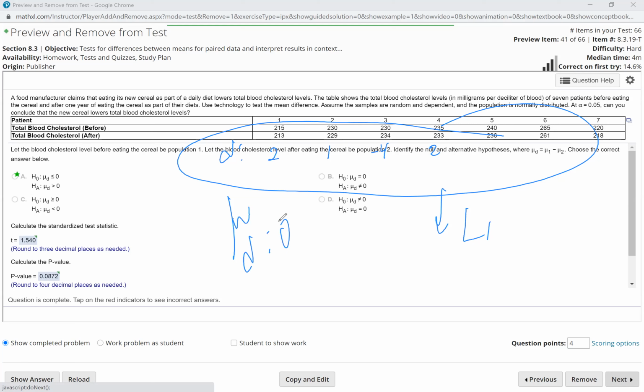Now, a student emailed me recently and asked me if the differences are all positive, can I assume that I'm testing greater than 0?